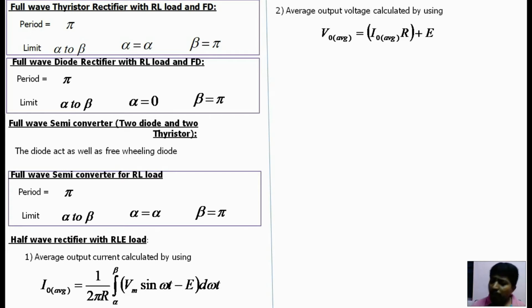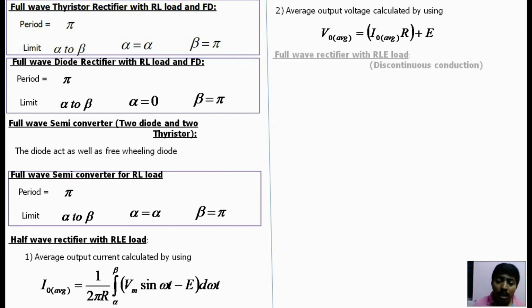The second step is the calculation of V naught average. So we know that V is equal to IR, so V naught average is equal to I naught average into R plus E, the voltage at the output side. If you apply the KVL, we can get this formula. Remember that the first step is calculation of average output current, then the average output voltage. Okay, for discontinuous conduction, half wave is always discontinuous. So use these procedures.